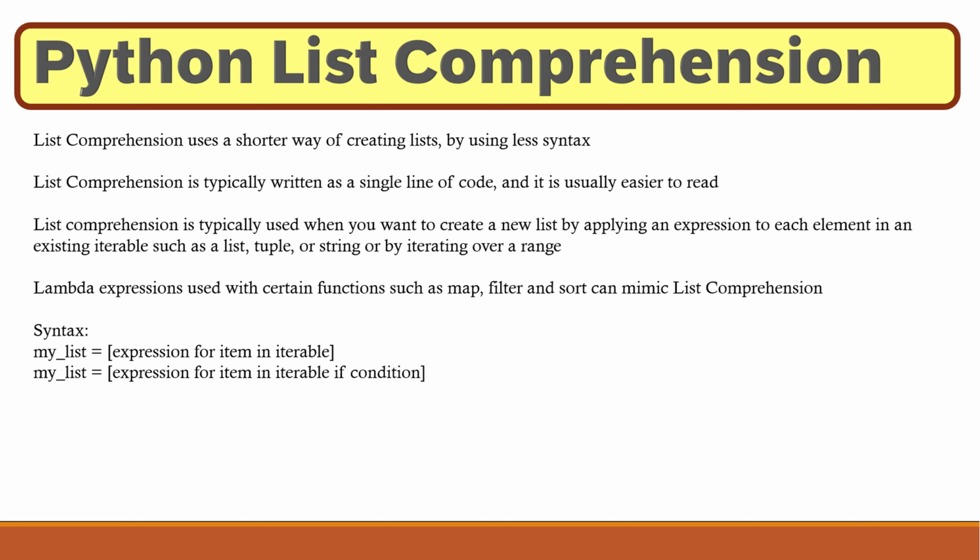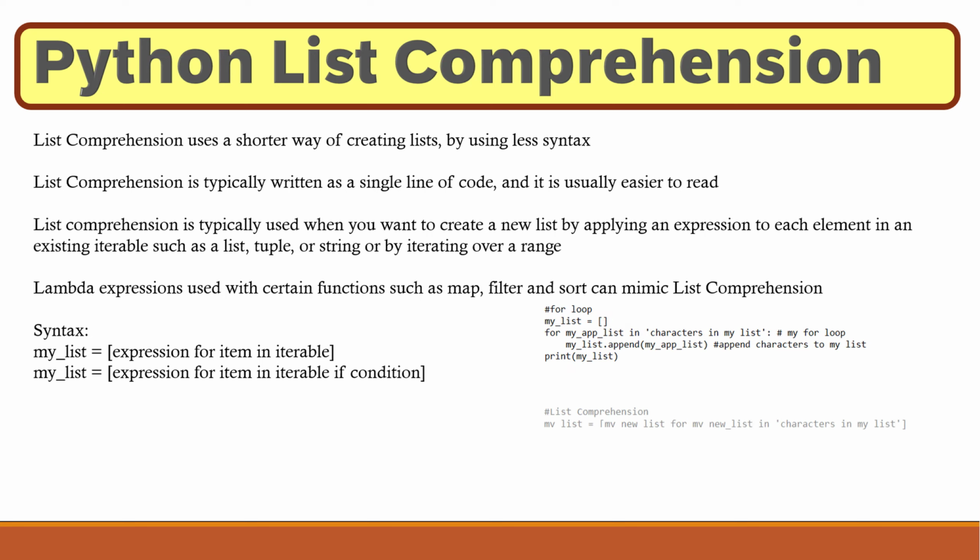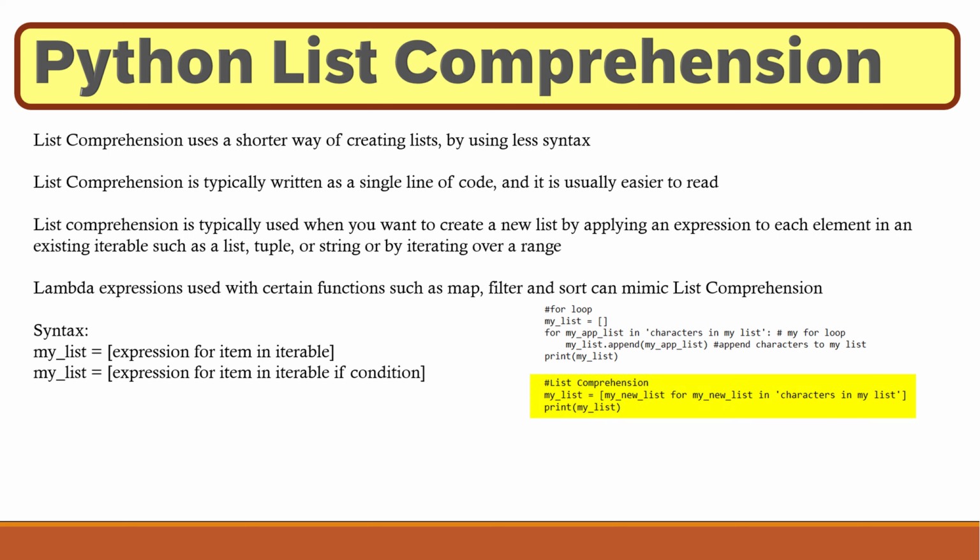But just to finish off, I've got some sample code. We've got a for loop and it creates a new list called my_list, and then it appends some characters called characters in my list, and it adds these to our new list called my_list. So this is my for loop and we can see it's been created using 3 to 4 lines. But if we do this using list comprehension, we can see a couple of lines of code. The main line is the main line of code and then we are printing it. So my_list equals the expression, and then we can see it creates my new list. For my new list, that's the for loop part, include characters in my list.